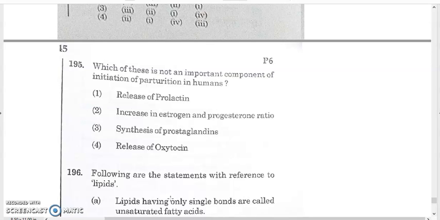So release of prolactin is the answer. So 195, release of prolactin. Prolactin is actually called the milk producing hormone. It's a milk secretion hormone that helps in milk production in the mammary gland, but it does not play any role in parturition. So release of prolactin is the right one. 195, the answer will be 1.